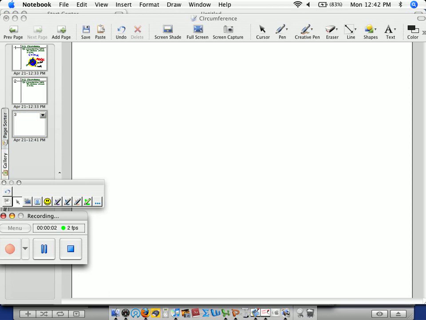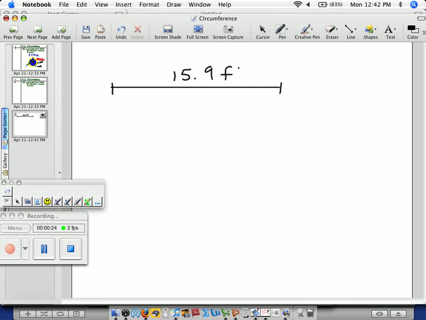Okay, so now that we got the basics of circles, we labeled all the parts, I'm going to start showing you what circumference means. Here's a line, okay? This line is, I don't know, let's just pretend it's 15.99 feet. I just totally made that up right now, okay? I want to wrap this line and make it a circle.